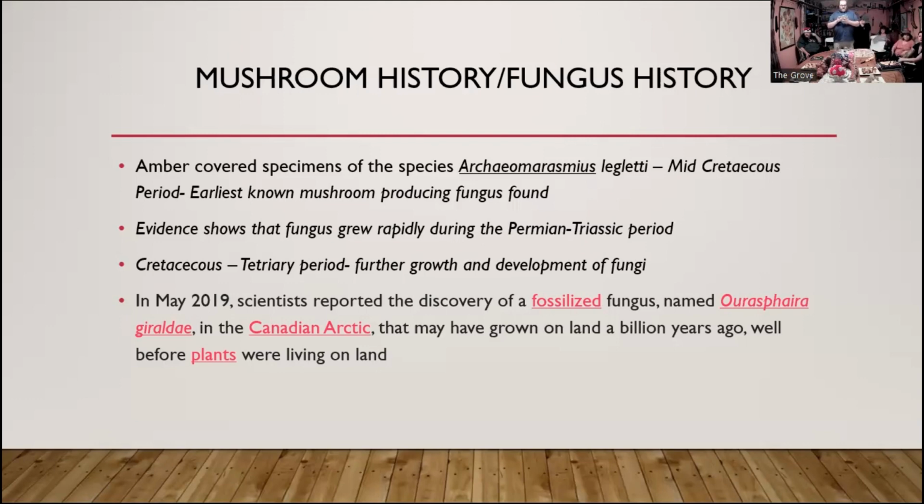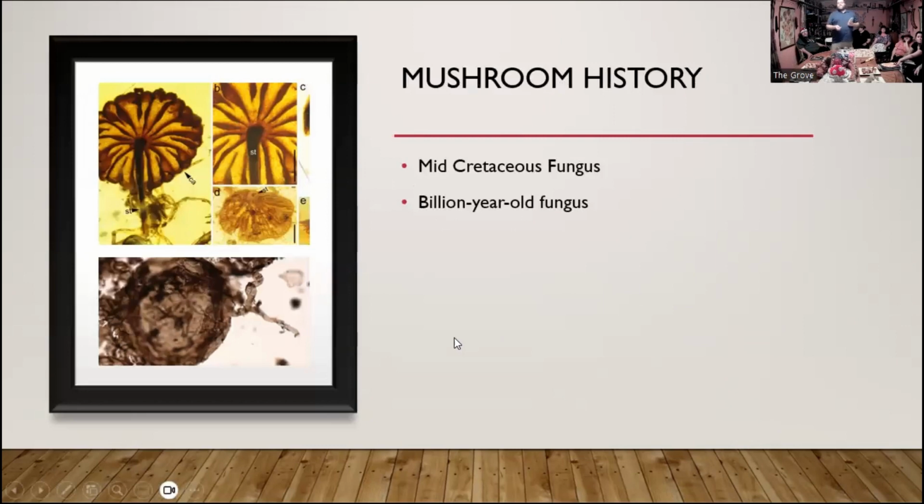And then the other one that they have is the Orcharia giralde. I may be mispronouncing it slightly. That one was a billion-year-old fungus and one of the earliest fungus that's found on record in the amber. And if you go ahead and go to the next slide, it'll show a picture of both. The top one there is the one from the mid-Cretaceous period. The one on the bottom is the one that was found in the amber, which was one of the earliest fungi that was found.